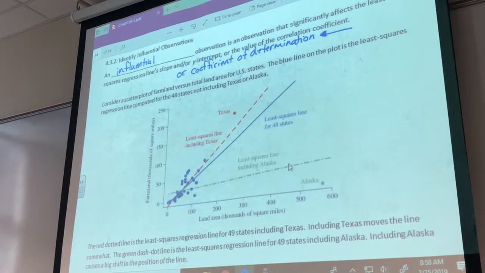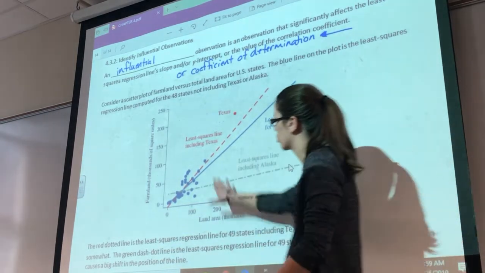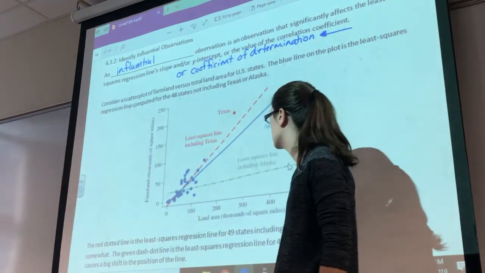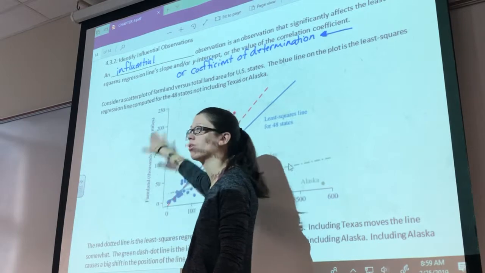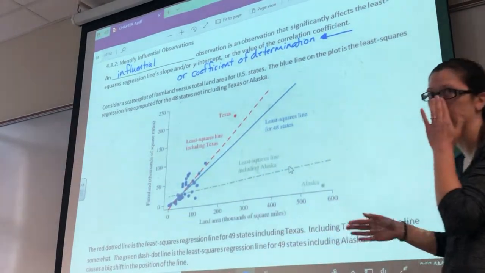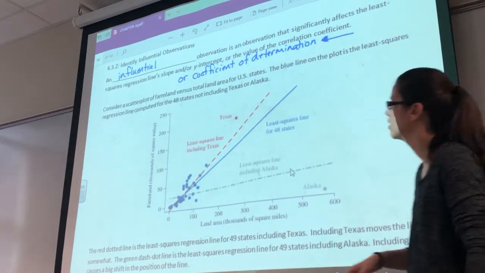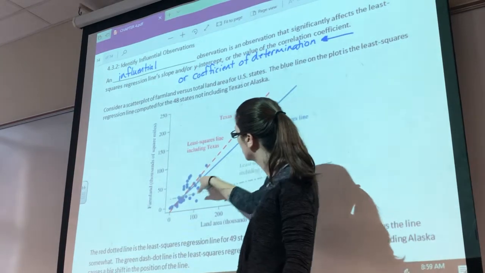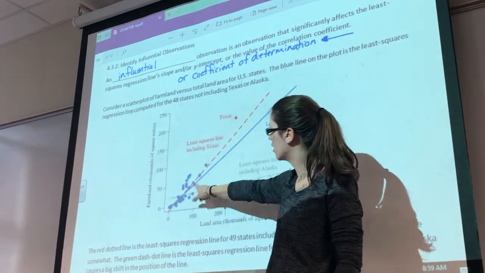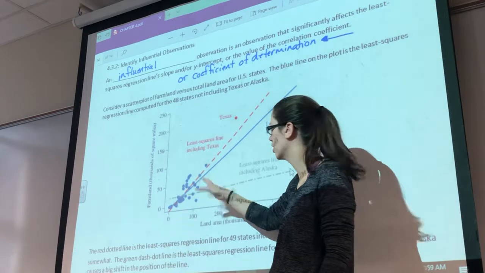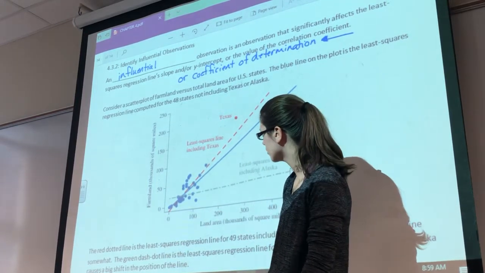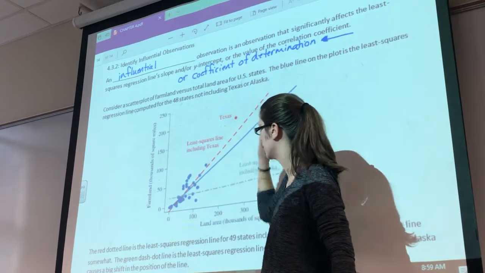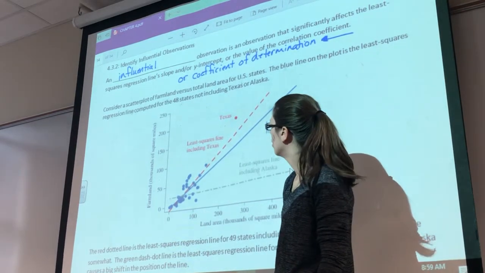So we've got most of the states over here in blue, 48 of them, and we're looking at how much land they actually have and how much of that land is used for farmland. Those are the two things they're comparing. This blue line is the least squares regression line for all of the little blue dots, all of our normal states. There's a pretty good positive linear correlation between the two.